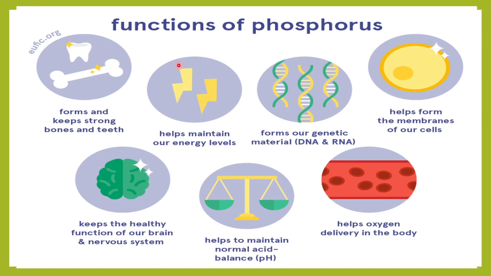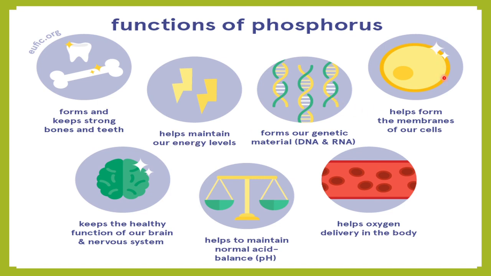What are the functions of phosphorus? Phosphorus is required to maintain the health of the bone as well as the teeth, so it is required for strong bones and strong teeth. It helps to maintain our energy level, and how does it do that? By ATP. ATP is the one which gives us energy, and ATP needs phosphorus. It forms genetic material, the DNA and the RNA; the adenine, guanine, all need this phosphorus.